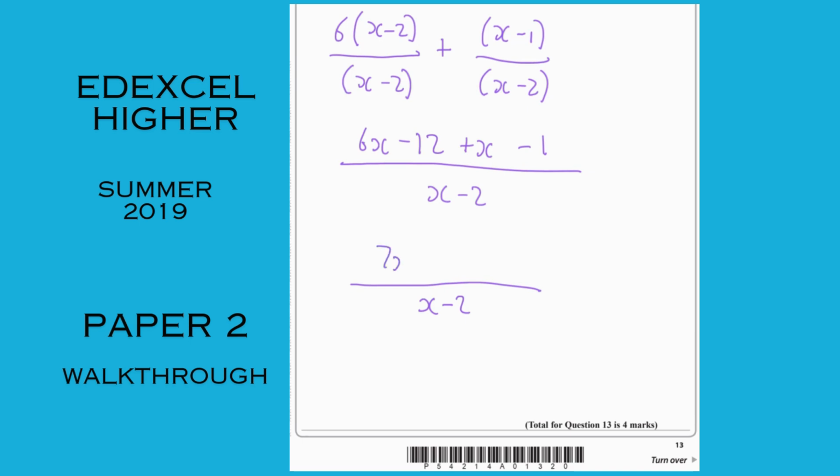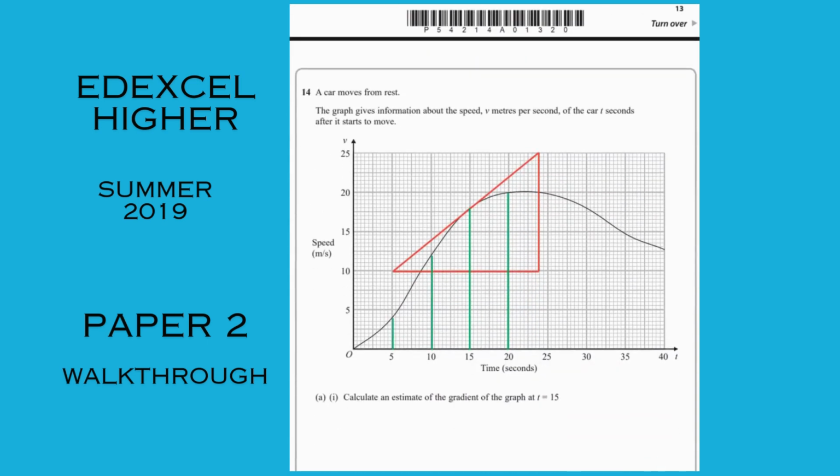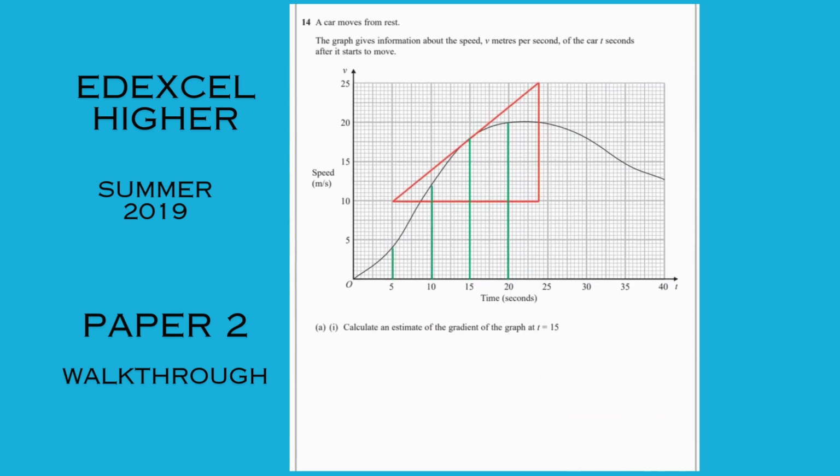6x plus x minus 12 minus 1. And it won't get any simpler than that. Number 14, my usual bit of cheating, the greens for part B. So ignore that for a sec, focus on the red.